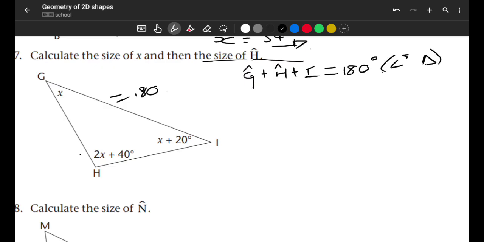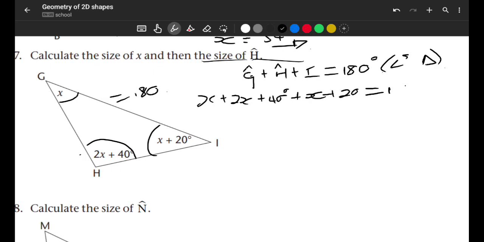Then we know that in place of angle G we put X. In the place of angle H we put 2x plus 40. In the place of angle I we put x plus 20. So it's going to be x plus 2x plus 40 degrees plus x plus 20 equals 180. Then what I want you to do at this point is group your numbers together. So all the x's, put them together in one place, and then all your numbers, put them in one place.